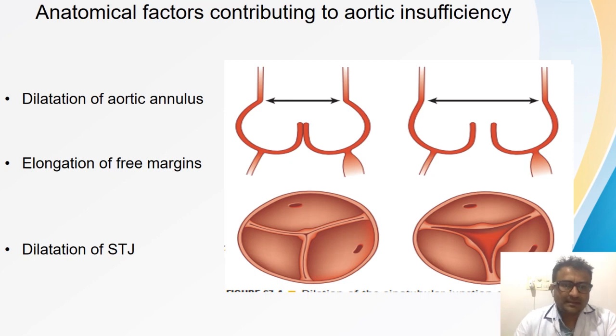When there is dilatation of the sinotubular junction, the length of the leaflet is not sufficient to provide the sealing mechanism, and the dilatation can lead to aortic insufficiency.